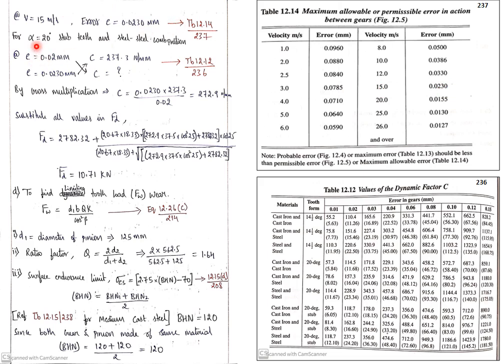Okay. Now for alpha 20 degree, we need to again check back from here. Alpha 20 degree steel combination. Again you need to check for 0.02, what is 237.3. For this, what is the value of C? Cross multiply, you will get the C value. Substitute here, you will be getting dynamic tooth load.